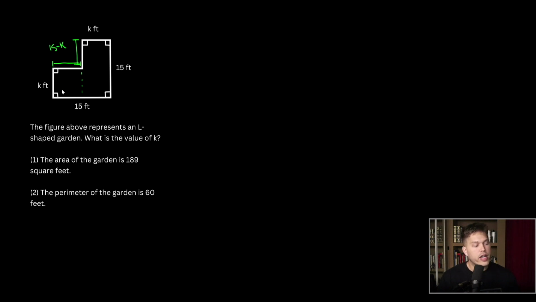Therefore, the full area would be 15 squared minus (15 minus K) squared. And we know that this equals 189. Here we have one variable, so we would be able to solve for K here. So statement 1 is sufficient. Remember, whenever you're solving these problems, you don't actually have to solve the problem. You just have to determine if you have enough information in order to do so. And here we have one variable, one equation. We would be able to solve this.